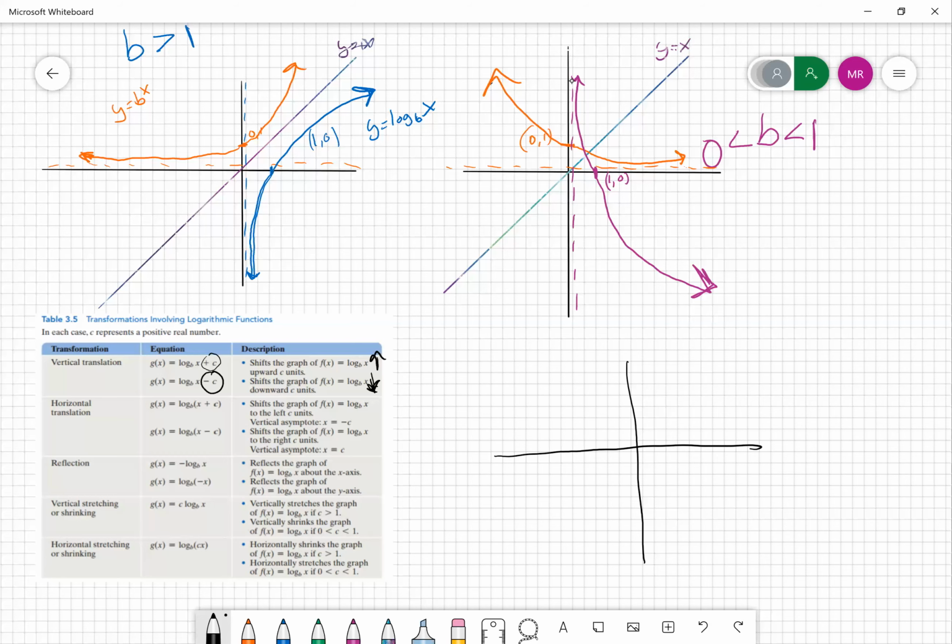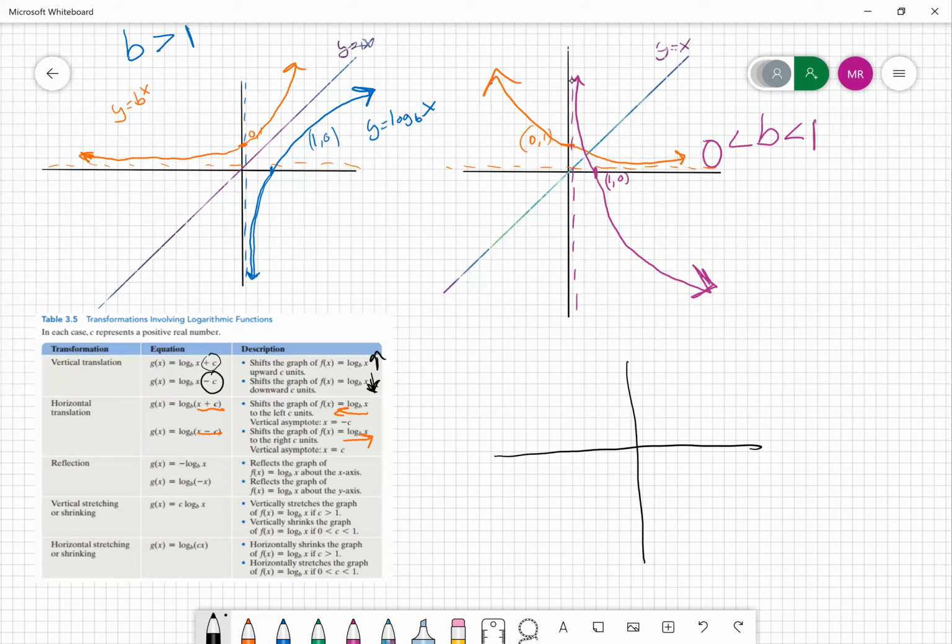And this, we can tell the difference because it's within the parentheses. If we look, we've got x plus c. That plus c is attached to the x inside of the parentheses. It's not outside. Also, if it's plus c, we go to the left. And then if it's minus c, we go to the right. And in this instance, it's also important to keep track of that horizontal asymptote.